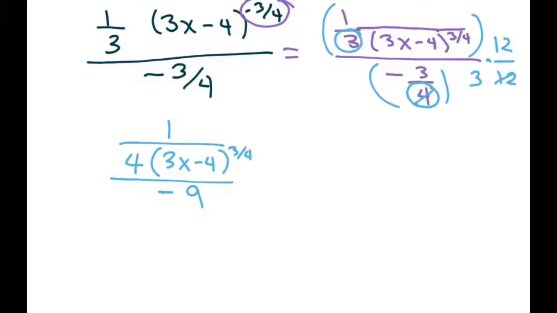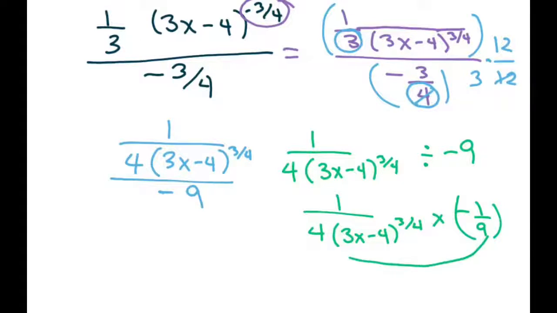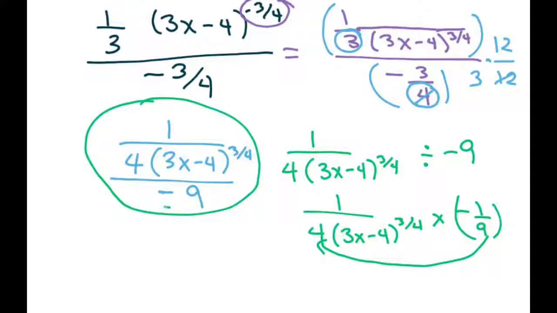And basically, this is saying, let's look at this. 1 over 4 times 3x minus 4 to the 3/4 divided by negative 9. So you can write it again. We're going to keep, change, and flip. So what you see here is this 9, we're just multiplying this 9 by the 4. So really when you see something like this, all you're going to do is multiply those two.